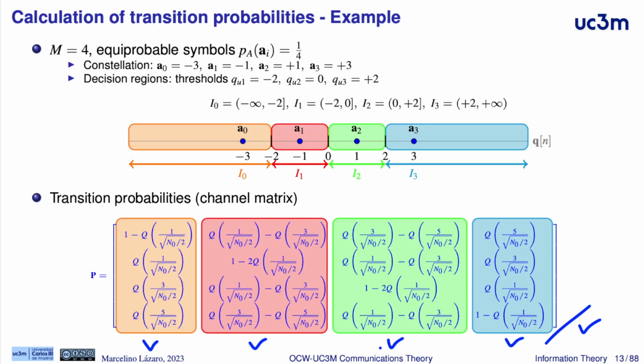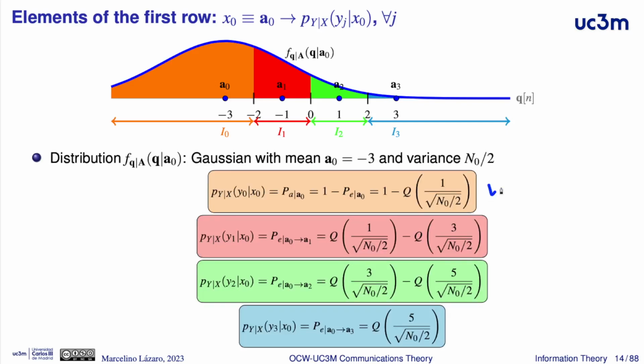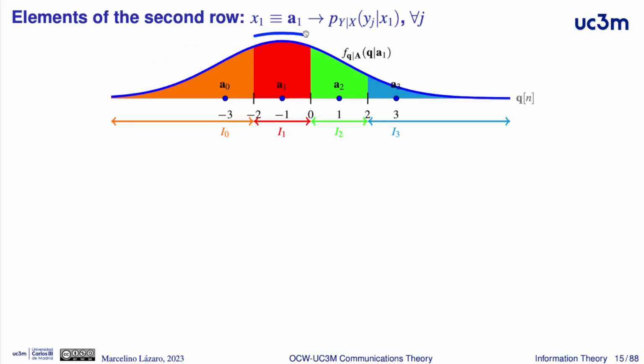And these values in the channel matrix can be obtained in a very simple way. When we transmit A0, we will have the elements of the first row. In this case, the conditional probability of the observation when we transmit A0 is a Gaussian centered at this symbol, in this case at -3. And the transition probabilities are the probabilities of this distribution taking values in the different decision regions. It is straightforward to compute these values using the Q function. In this case, these integrals provide the transition probabilities that we have in the first row of the channel matrix.